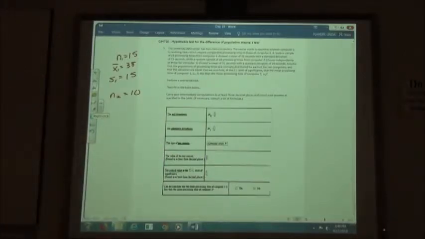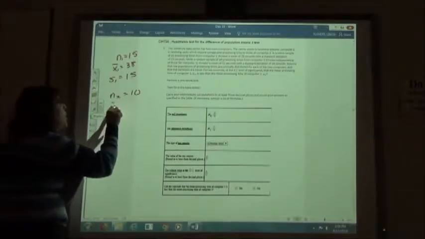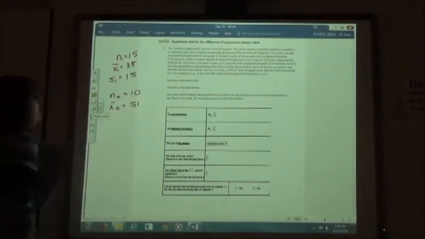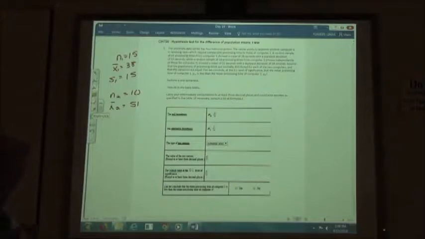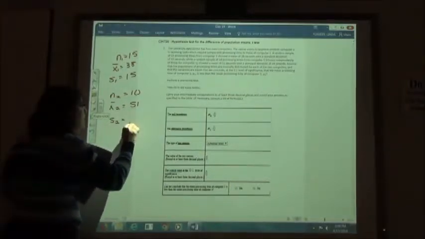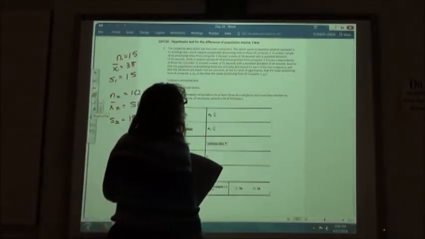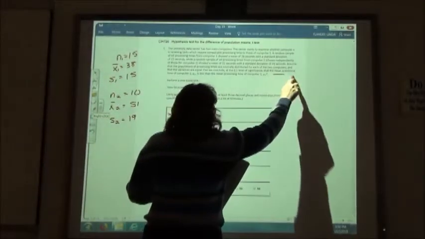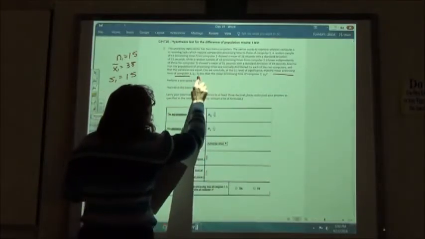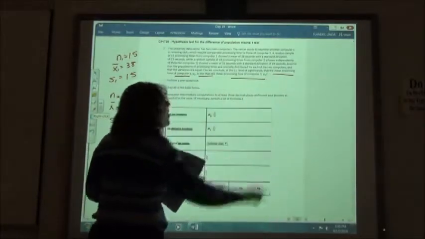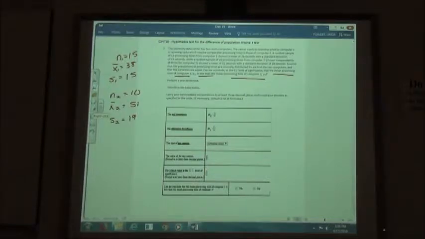Show a mean of 51 seconds. So x bar 2 is 51 with a standard deviation of 19. S2 is 19. Assume that the populations of processing times are normally distributed for each of the 2 computers and that the variances are equal. Can we conclude at a 0.1 level of significance that the mean processing time of computer 1 is less than the mean processing time of computer 2?